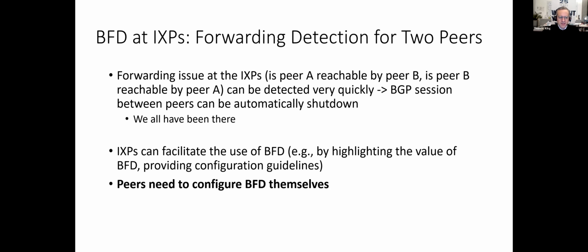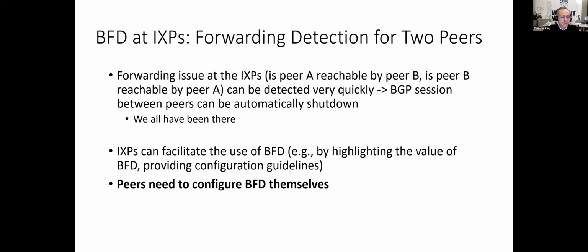And if there is an issue with the forwarding path at the IXP, then the BGP session between the two peers, if they have a bilateral peering without a route server configured, can be automatically taken down. And we have all been there, right? There is a forwarding issue at IXPs. At least if you're part of this community for some time, for a couple of years, you have most probably experienced that, especially if you run distributed IXs.